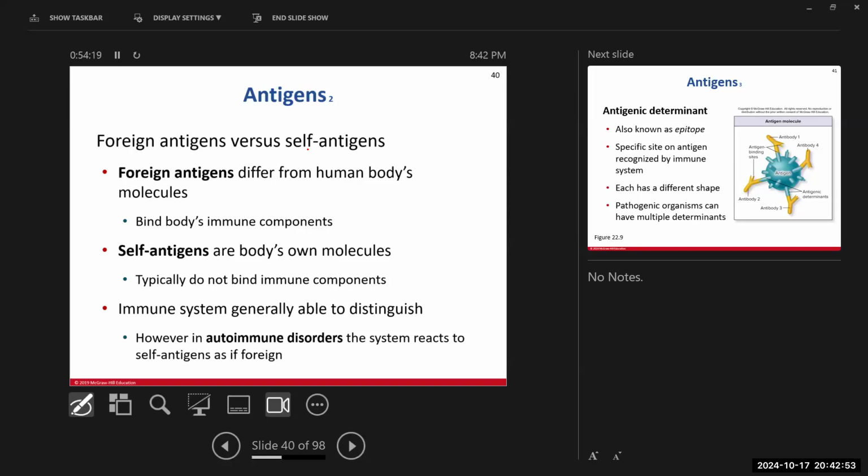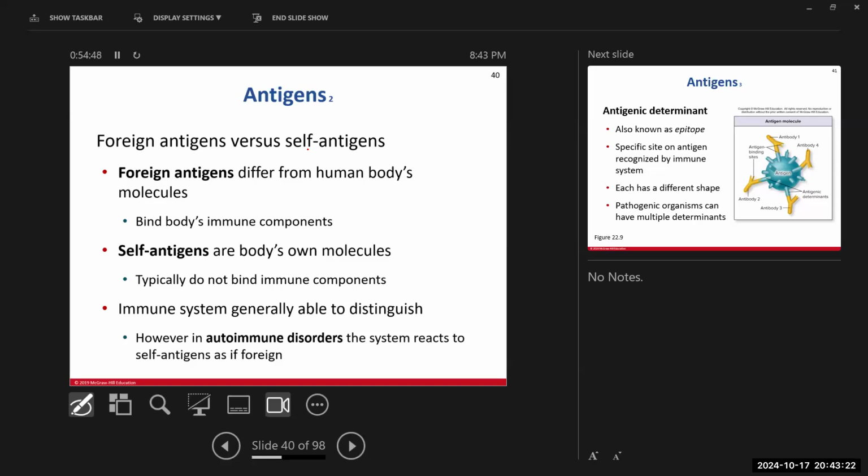Our DNA makes specific proteins for us, whereas viruses and bacteria are going to express different proteins and whatnot. So with self-antigens, boil it down to the real easy understanding, just go with the definition that's up here. Foreign antigens differ from the human body's molecules. Self-antigens, those are our own molecules.